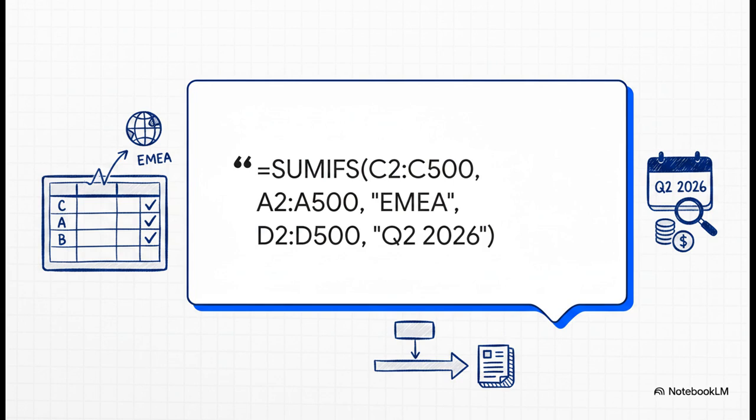And here's what that looks like in action. This formula sums up the revenue in column C, but only if two different things are true. The region in column A has to be EMEA, and the quarter in column D has to be Q2 2026. See, this is how you start to build really sophisticated, multi-layered summaries.